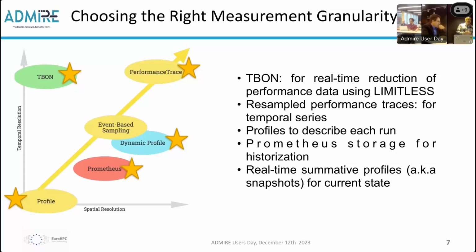The tree-based overlay network is provided by UC3M, University of Madrid, and it reduces data over space with a very high frequency in time, which allows us to have a global view of the machine very efficiently. Eventually, we have dynamic profiles, which are profiles over time with a predefined frequency.